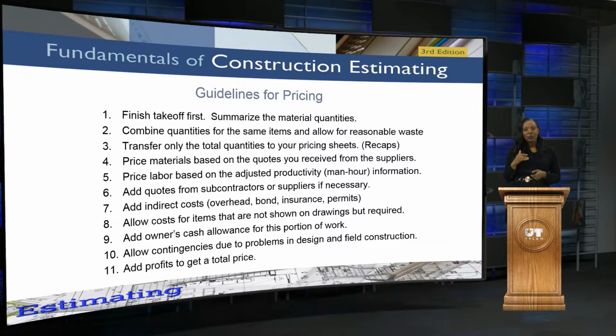Also, we're going to add an owner's cash allowance for this portion of the work, to allow for any other contingencies. And then this is very key. Remember how I talked about the time value of money. We want to make sure that we add profit to get a total price, and that could be anywhere from 5% to 10%, just adding that into the overall cost.